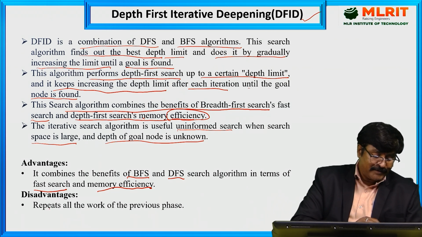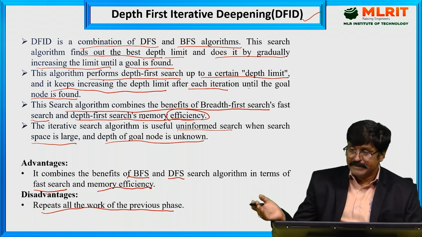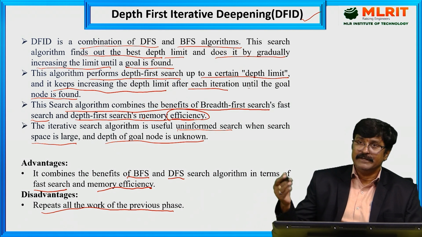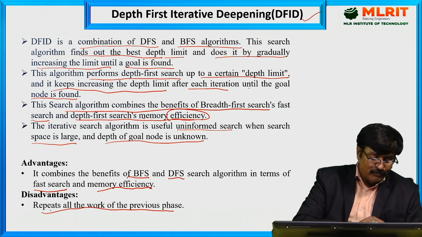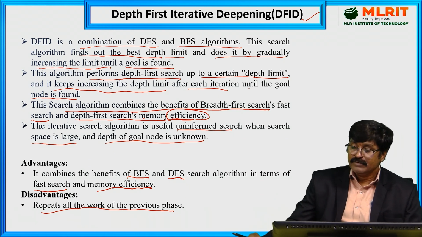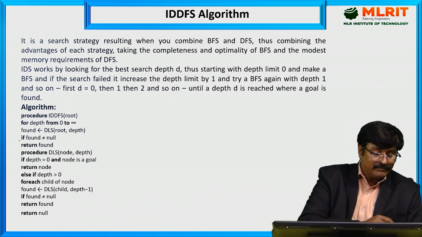What are the disadvantages in this case? It repeats all the work of the previous phase, because iteratively it is moving to the next levels, and you are increasing the depth level gradually if you are not getting the goal. So more nodes are generated, and you are repeating the same nodes. These are the drawbacks in this case. Now the pseudocode of this algorithm is here.